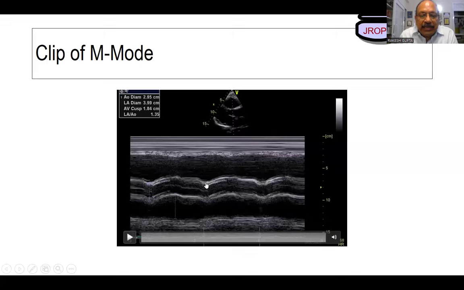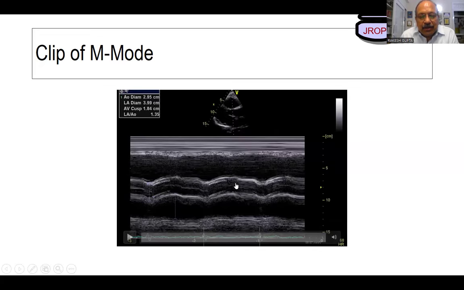So if I have to take the size of RV, this is the maximum dimension of RV. When will the maximum dimension of RV be? At the beginning of systole. Similarly, this is the smallest dimension of RV. When will it be the smallest? At the end of systole.